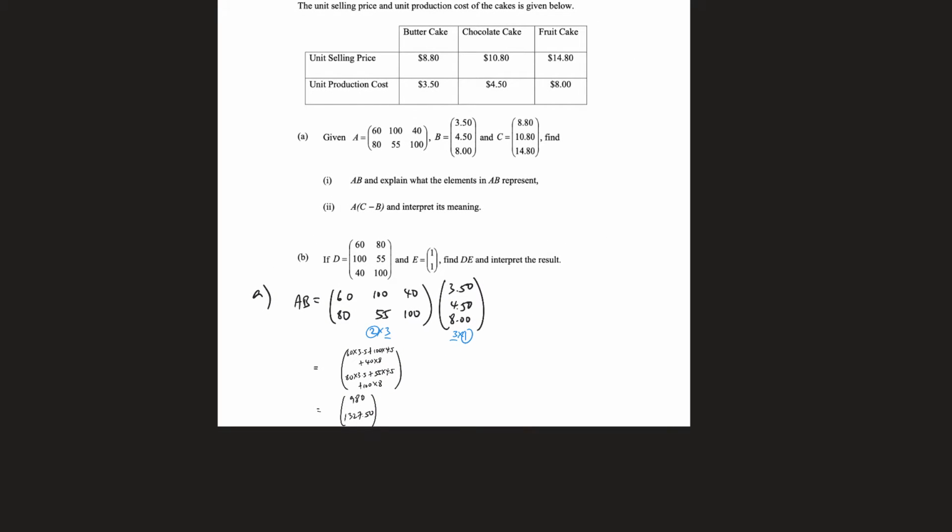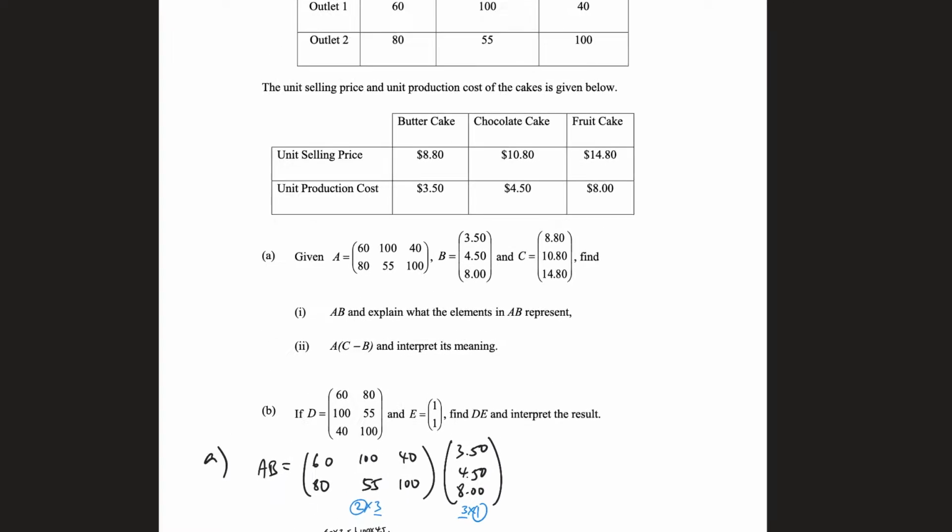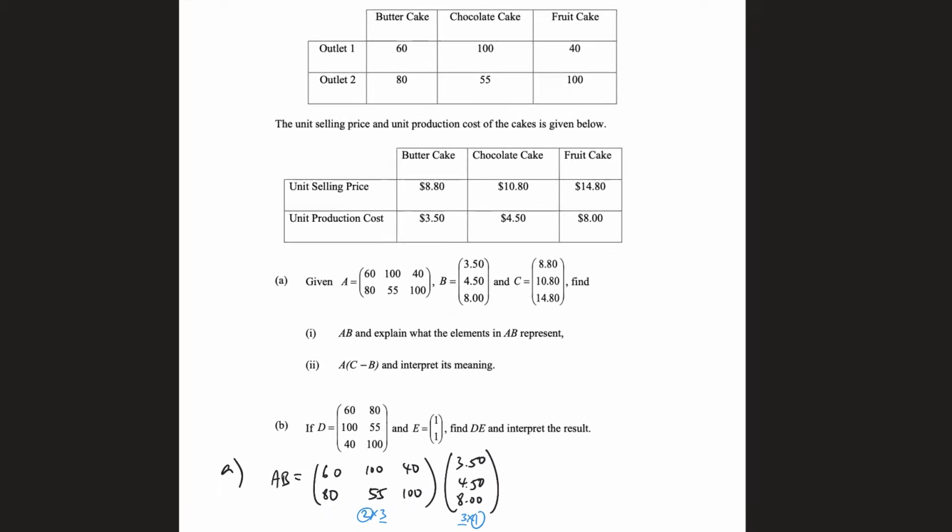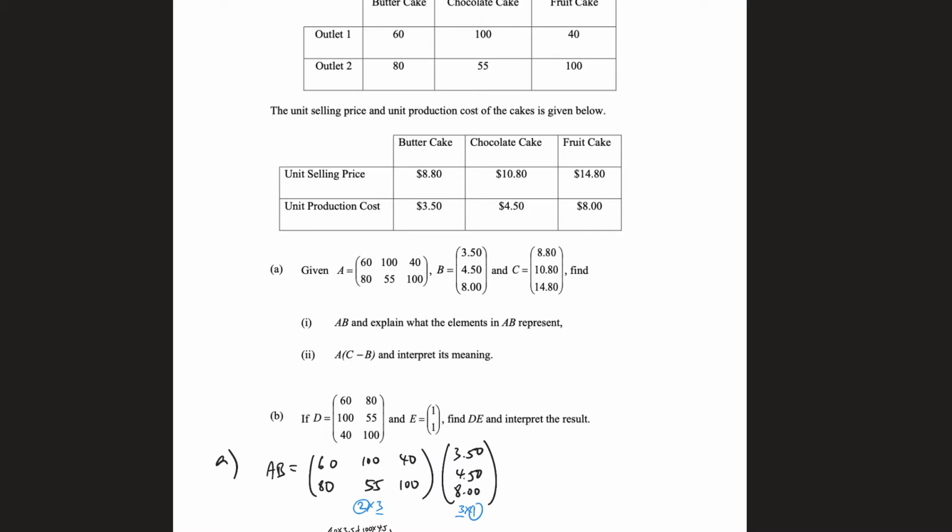Let's try to figure it out. This matrix A looks a lot like this table. This is actually the total number of cakes sold. And B looks a lot like this here. Can you see? 3.5, 4.5, 8. That's the unit production cost. I think that makes sense to me.